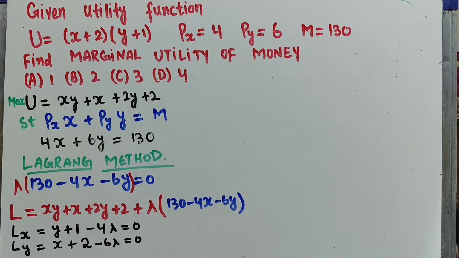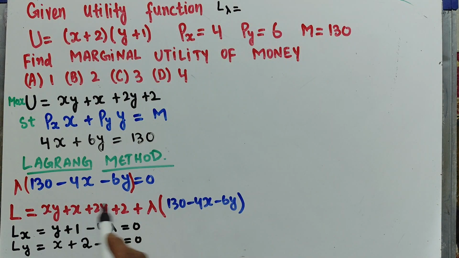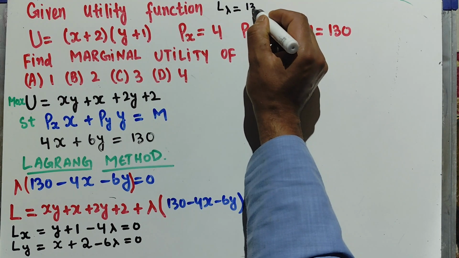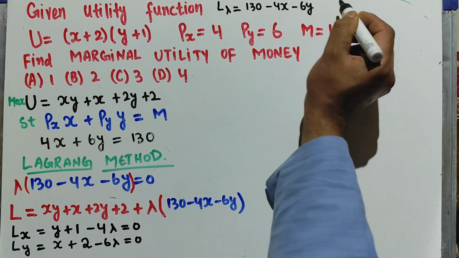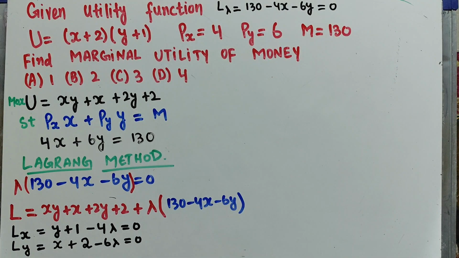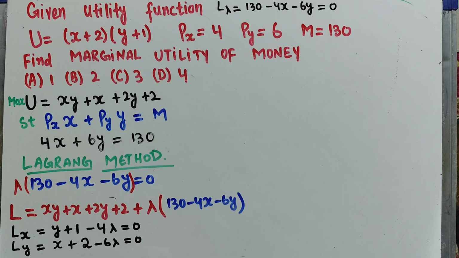Similarly, we need to take another condition, that is L of lambda. We need to partially differentiate this function with respect to lambda. Since no lambda is involved in the first 4 terms, its derivative is 0. The derivative of lambda is 1, so we are left with 130 minus 4x minus 6y, and we set it equal to 0. Okay, to find the optimal values of x, y and lambda, we take the partials with respect to x, y and lambda, set them equal to 0 simultaneously and solve them.